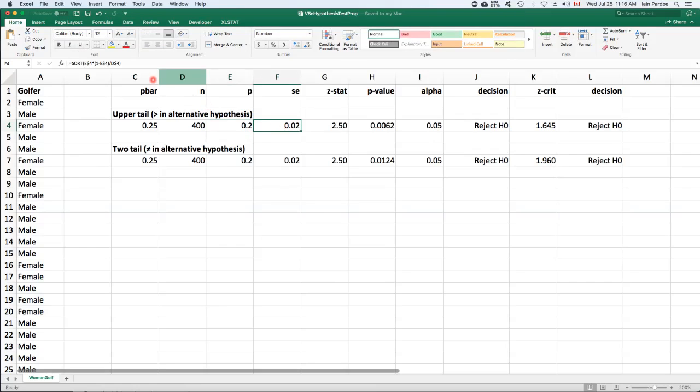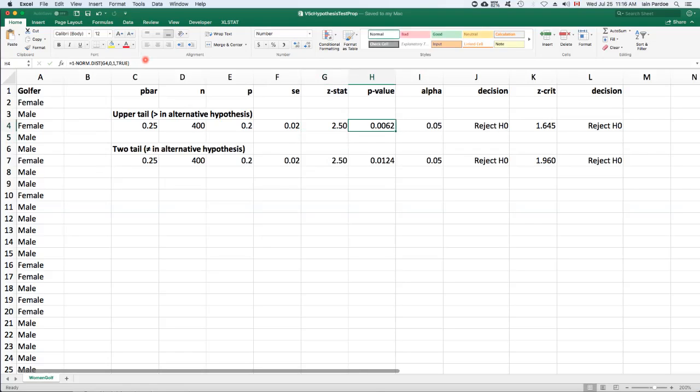Our standard error for the test statistic is calculated using that hypothesized proportion. So it's the square root of p times 1 minus p divided by n. And that comes to 0.02. And then our test statistic is p bar minus p, so the sample proportion minus the hypothesized proportion, all divided by that standard error. And that comes to 2.5.